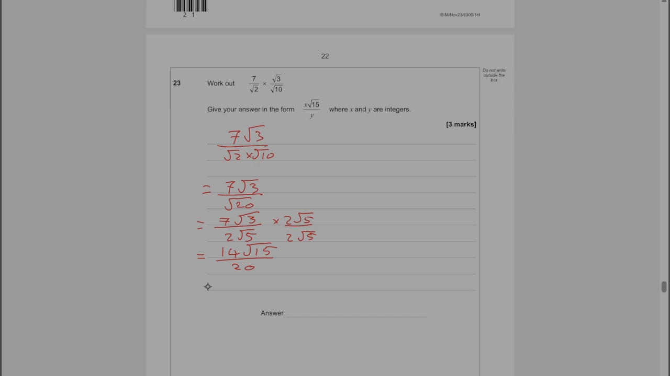We can then simplify that. 2 times 2 is 4, times 5 is 20. So it doesn't say in its simplest form. So I think 7 root 15 over 10 would be fine. That would be the answer I would give, although I think 14 root 15 over 20 would be acceptable.